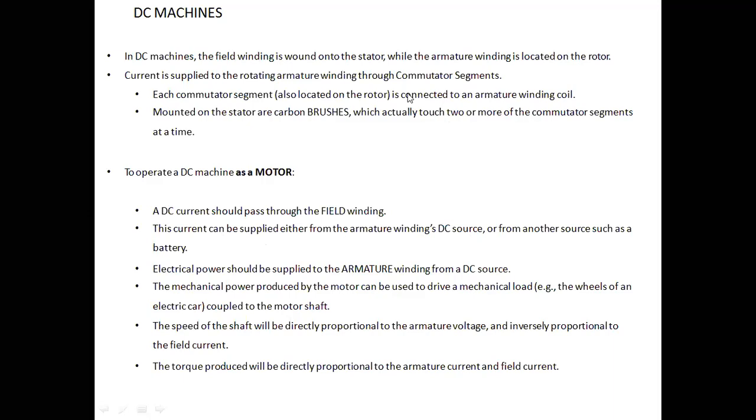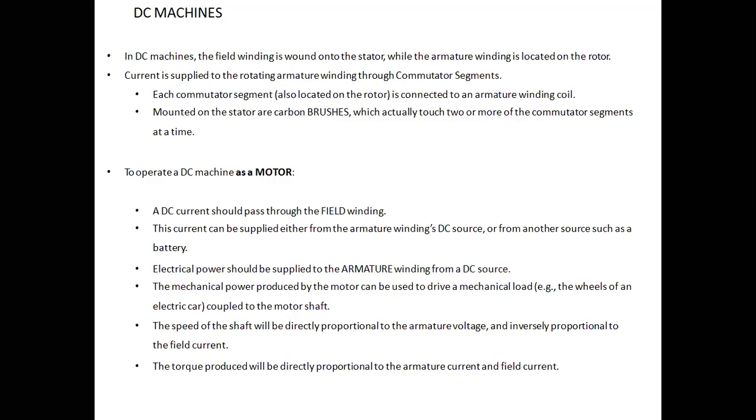What we are saying is that the commutator will allow that current to flow to the armature winding. So electric power will be supplied to the armature winding, and as we get the mechanical power, it will allow us to drive the mechanical load. Here we can say the speed of the shaft, it means how it will rotate.